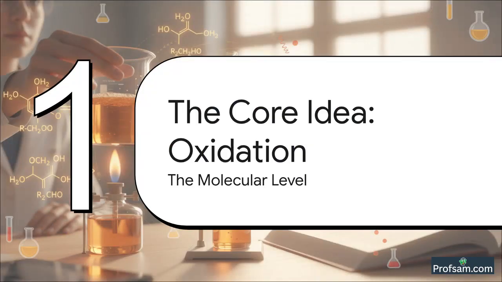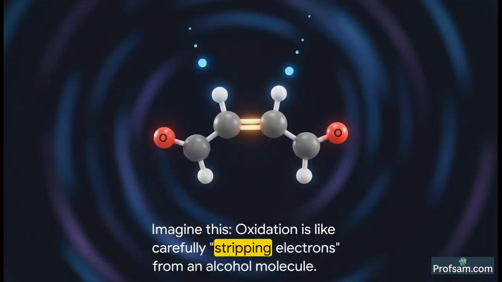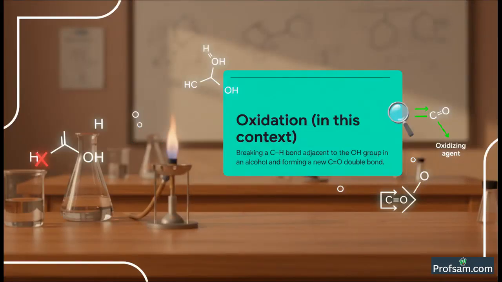Right. Now let's get to the core idea itself, oxidation. What is actually happening down at the molecular level? At the simplest level, the idea is very straightforward. All we are doing is taking alcohols and performing a controlled oxidation on them, and from this we get either aldehydes or ketones. That's the whole summary in one line. Now, to help you visualize this, imagine the oxidation process is like you are carefully stripping electrons away from the alcohol molecule. See, we are not breaking the whole molecule apart. We are just gently removing some electrons to change it into something new. Okay, that's the simple idea.